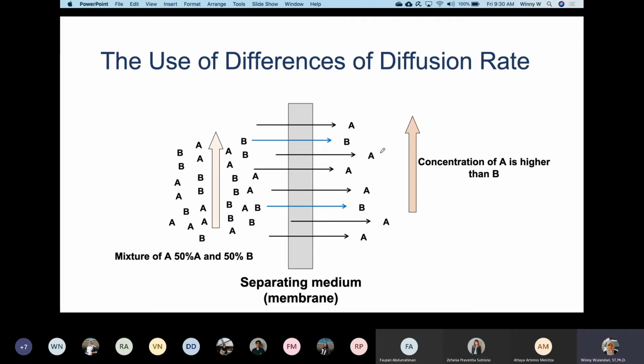The factors that affect equilibrium composition are the equilibrium conditions and the process configurations. Some separations use the difference in diffusion rate, for example in a membrane. Say there is a mixture of 50% A and 50% B. Because of the difference in permeability, A is more permeable to the separating medium, which is the membrane. So A is going to be richer on the other side compared to B, so the concentration of A would be higher than the concentration of B.